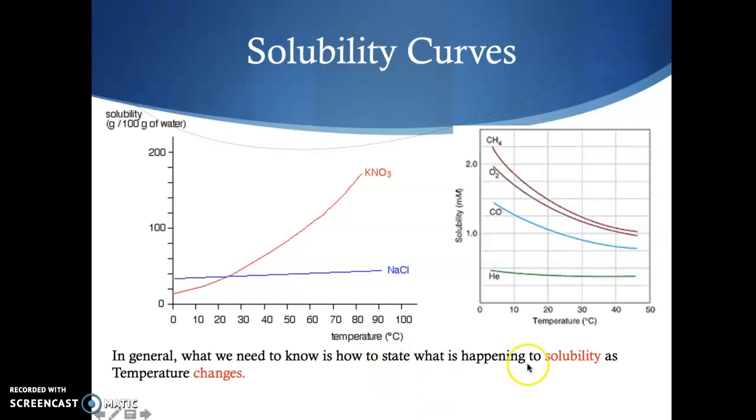So really the only thing you need to know about solubility is how solubility changes as temperature changes. So if I looked at this graph and I'd say, what happens to the solubility of potassium nitrate, that's KNO3, as temperature goes up? You'd have to say, well, this line goes up, which means its solubility is increasing. Or what happens to the solubility of carbon monoxide, CO, as temperature goes up? Well, this line's going down, so it goes down. And you'd say, which of these has a bigger change in solubility? Well, that would be potassium nitrate. The amount it goes up is different.